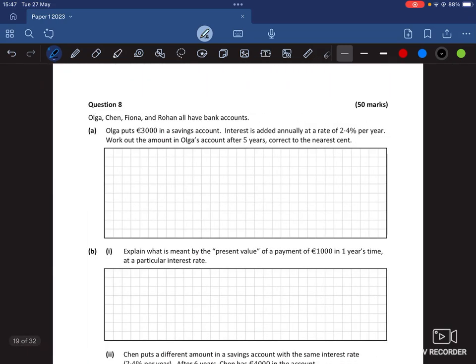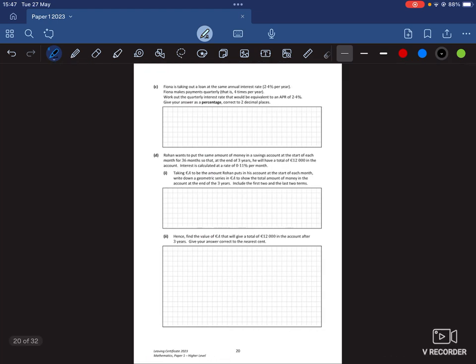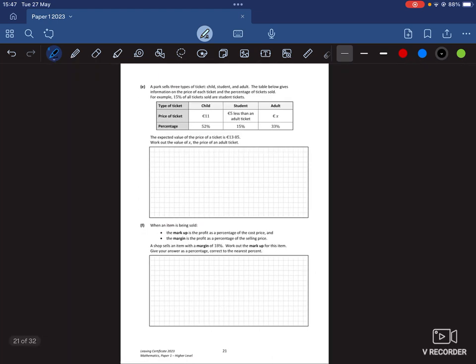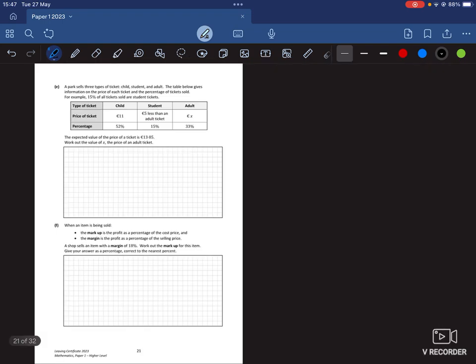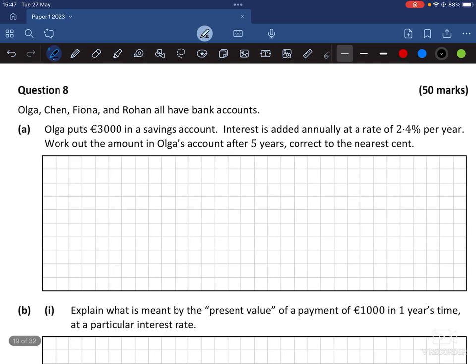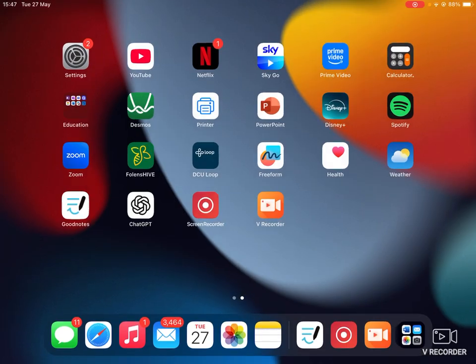So after the horror show that was the last question, we'll move on to the next question, question 8, which is financial maths by the looks of it. Okay, that's nice. Financial maths is always nice to get a long question first, so we'll do that. We're told these people have bank accounts. Okay, perfect. So hopefully I still have the tables book here.